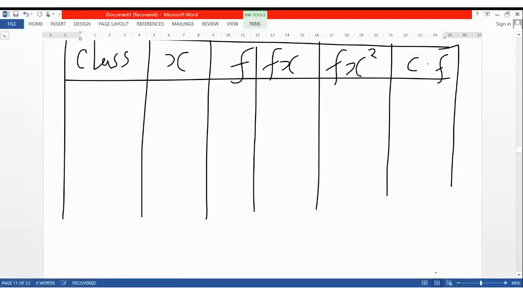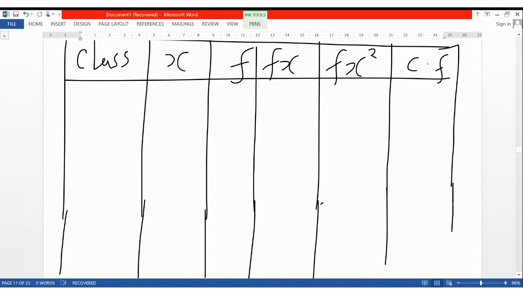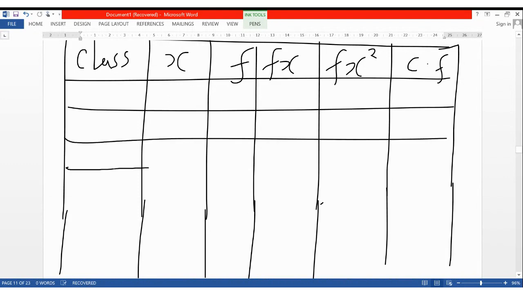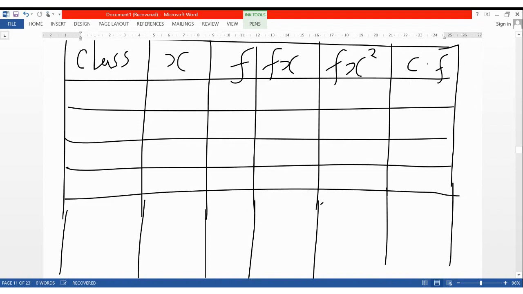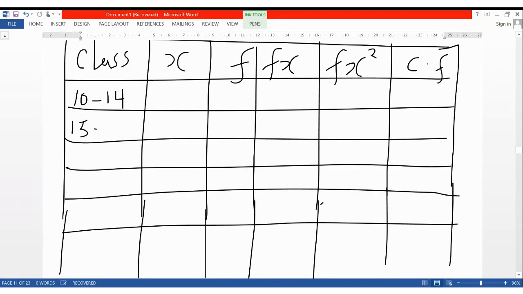And I have that one there, that one there. This one was 10 to 14. This one was 15 to 19, 20 to 24, 25 to 29, and then 30 to 34.